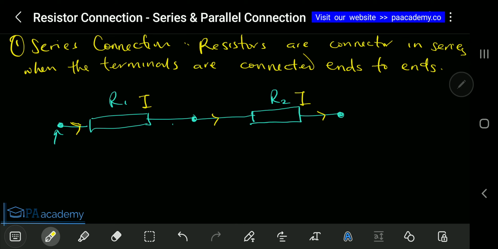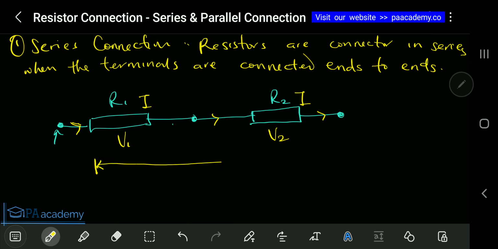However, the voltages are different. If the voltage across the R1 resistor is V1, the voltage across the R2 resistor, let's give it V2, they are different. There will always be a voltage drop as it goes along those resistors. However, the equivalent or total voltage, let's represent that as V. If you put them together, that's V1 plus V2. So V1 plus V2 is equal to V.